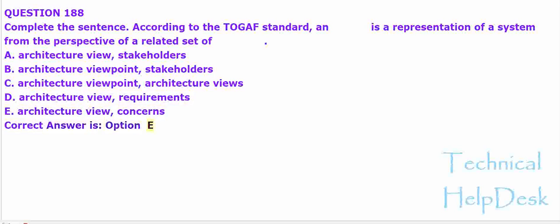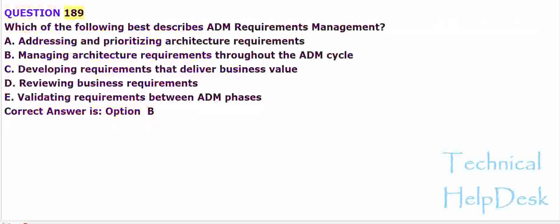Question 189. Which of the following best describes ADM requirements management? A. Addressing and prioritizing architecture requirements. B. Managing architecture requirements throughout the ADM cycle. C. Developing requirements that deliver business value. D. Reviewing business requirements. E. Validating requirements between ADM phases. Correct answer is option B.